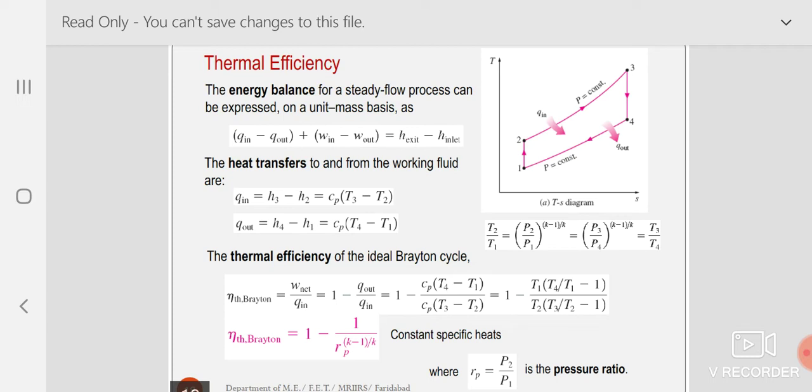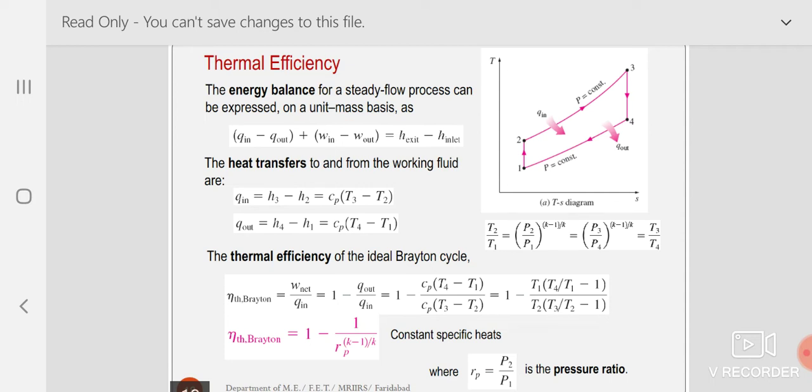we can find from the curve that eta TH Brayton is directly proportional to Rp. The thermal efficiency of the Brayton cycle is directly proportional to the pressure ratio. That means if the pressure ratio increases, then the thermal efficiency of the Brayton cycle increases. That means if P2 by P1 increases, the thermal efficiency of the Brayton cycle increases.